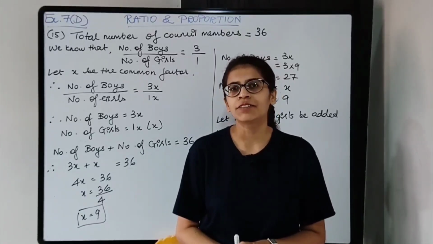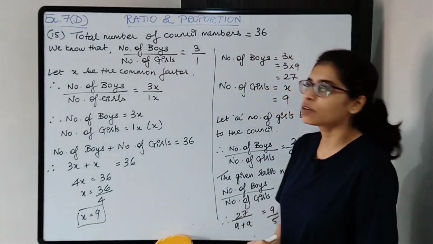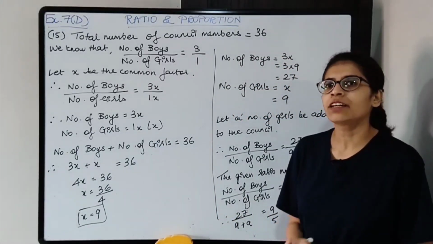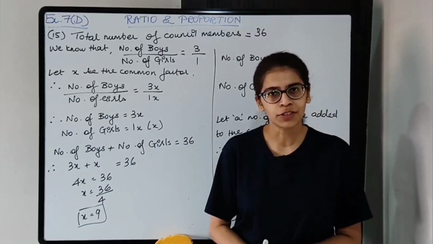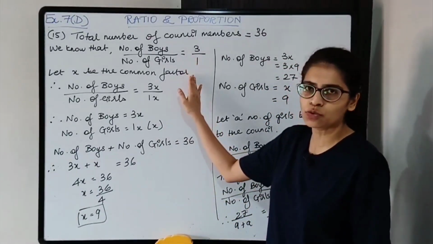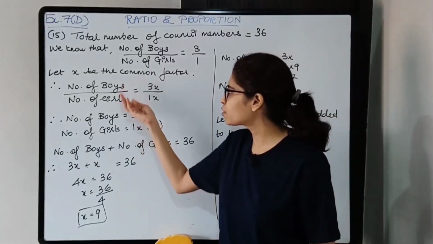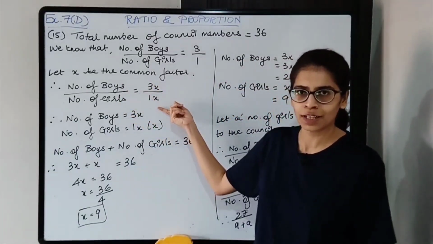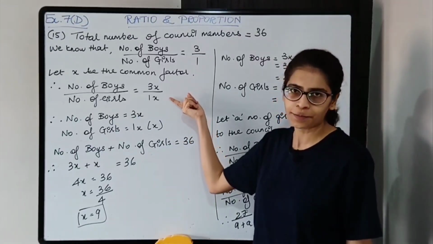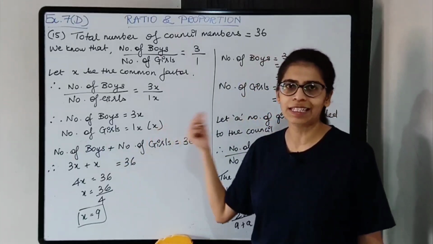First, we'll write down the given information, that is there are 36 council members. So total number of council members is 36. Now the ratio of number of boys to number of girls is given. So the ratio of number of boys to number of girls is 3:1. We'll assume x to be the common factor. So number of boys is 3x, number of girls is 1x, that is x.